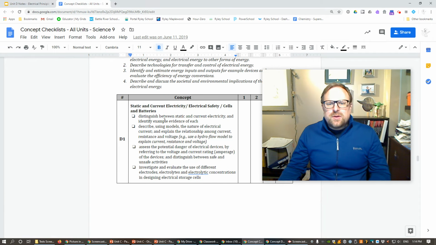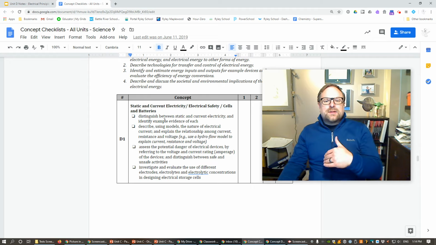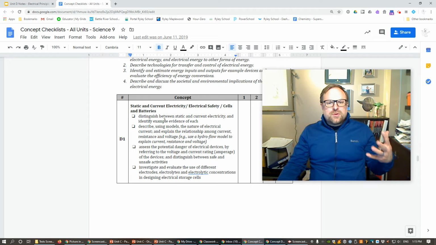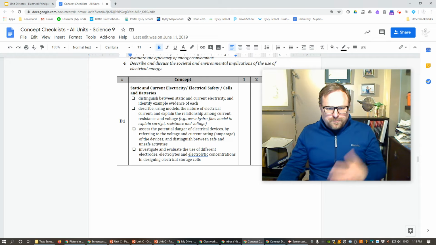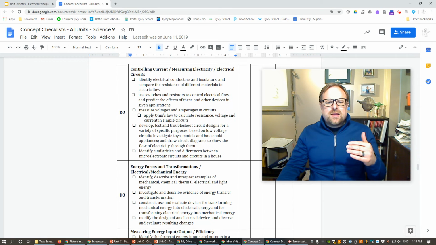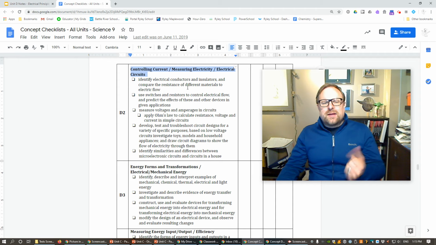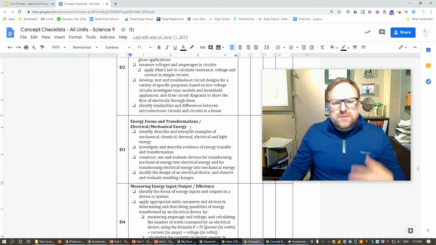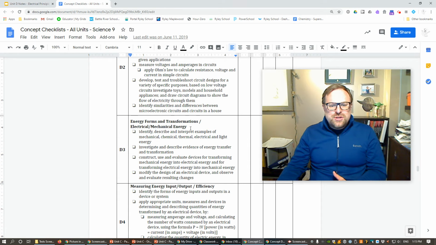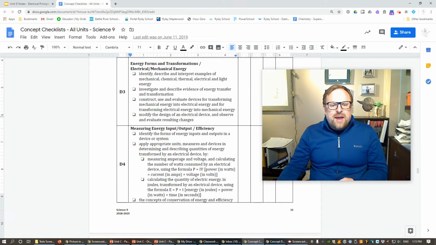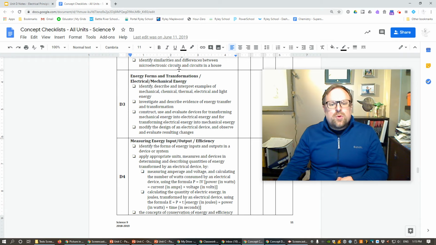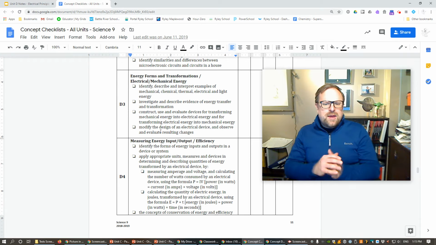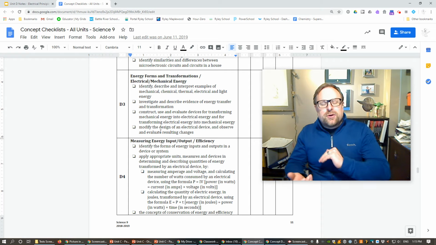So we started out the unit talking about static and current electricity. We talked about electrical safety, cells, and batteries. Then we transitioned into talking about controlling current, as well as measuring electricity and electrical circuits. Then we moved into talking about energy transformations, and electrical and mechanical energy. And after that, remember in D3 we talked about transforming electrical and mechanical energy using motors and generators.